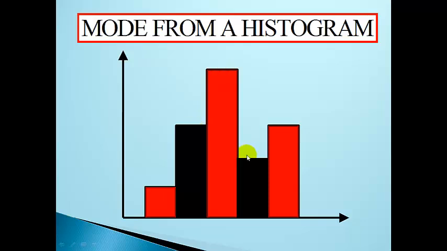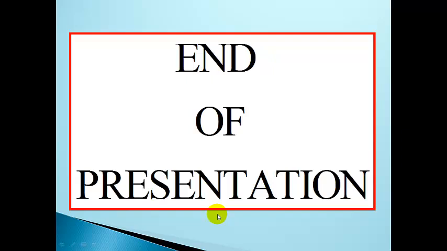We now draw a line from this corner of the tallest bar to this corner. Then you also draw a line from this corner to this corner. Where the two lines meet, we draw a vertical line to meet the x-axis. The value on the x-axis is the mode from the histogram. This is the end of our presentation.